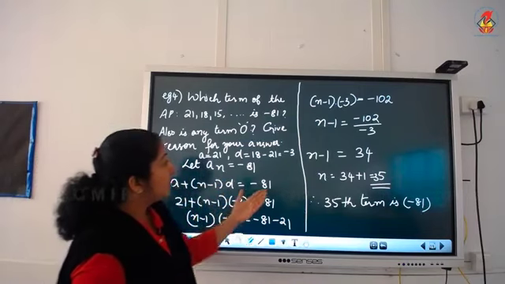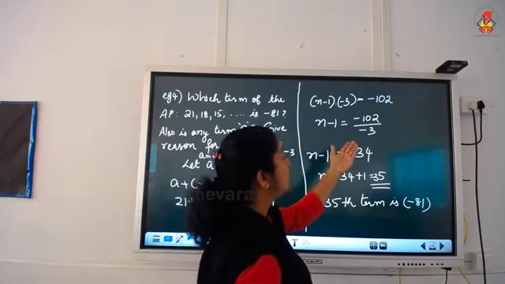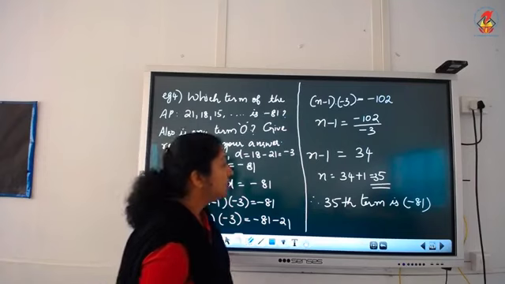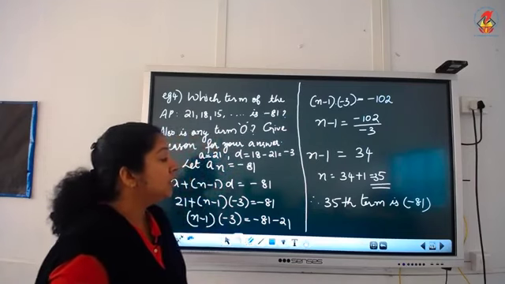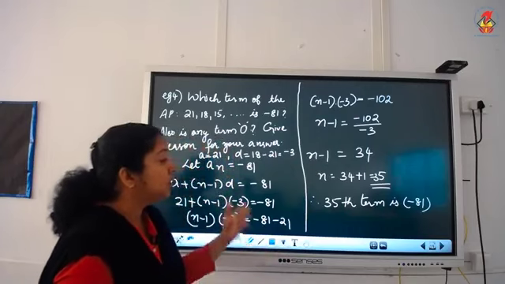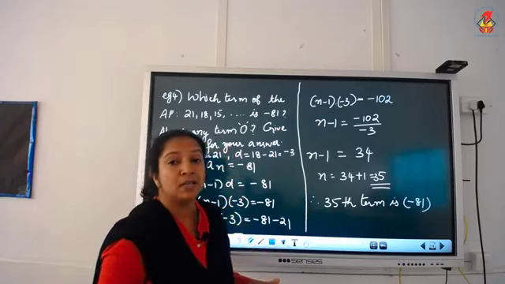So, from here we are getting N minus 1 is equal to minus 102 divided by minus 3. So, N minus 1 is equal to 34. So, N is equal to 34 plus 1, which is equal to 35. So, the 35th term is minus 81.